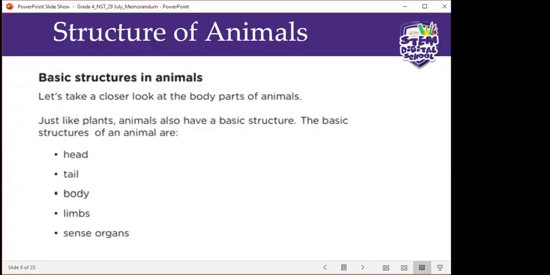Okay, so this is just part of what we covered during the revision. Basic structures in animals. This comes straight from the Siyavula textbook. It says, let's take a closer look at the body parts of animals. Just like plants, animals also have a basic structure. The basic structures of an animal are the head, tail, body, limbs, as well as sense organs. So we can already see that from the options that we had on the previous question, backbone was not part of the answer.